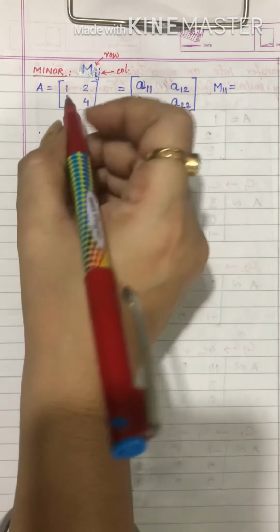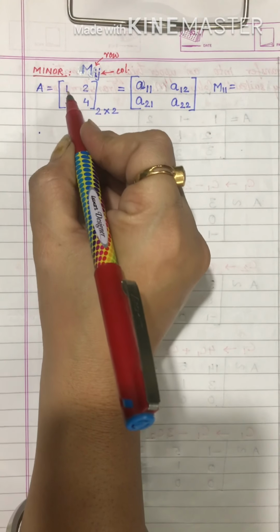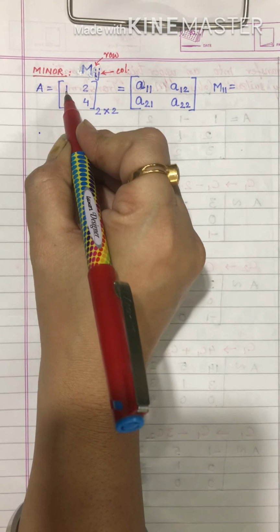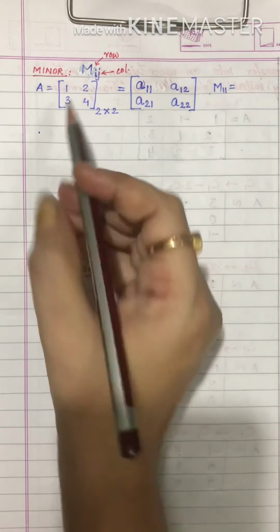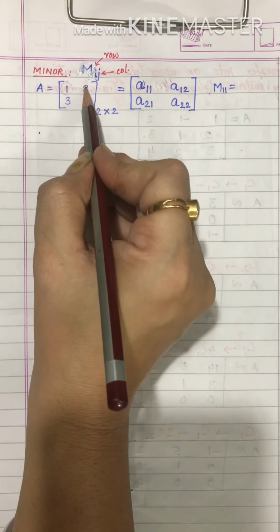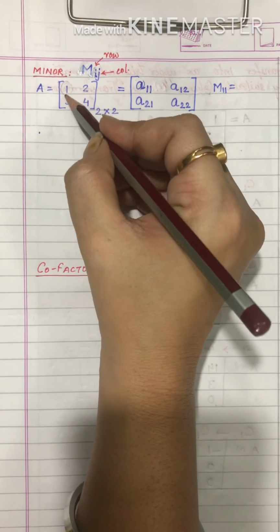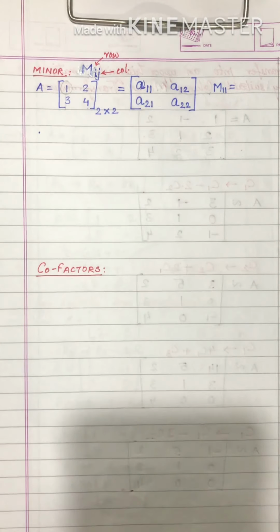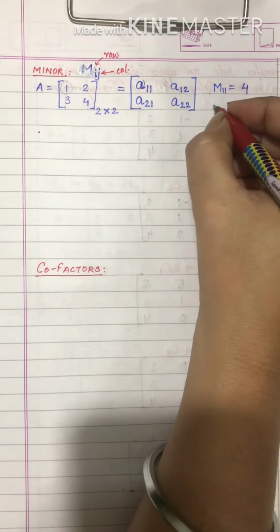What do we do? Do not consider the particular row and the particular column in which that element is present, whose minor we are finding. As in this case, where we are trying to find minor for 1, you will not consider the row where 1 is there and the same column. Then what remains here? This number becomes the minor. Okay, so same way we will proceed further.